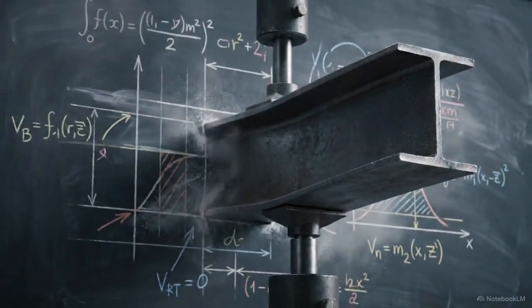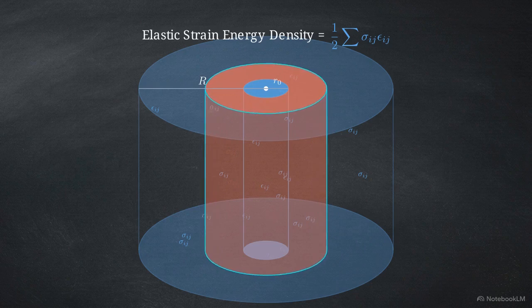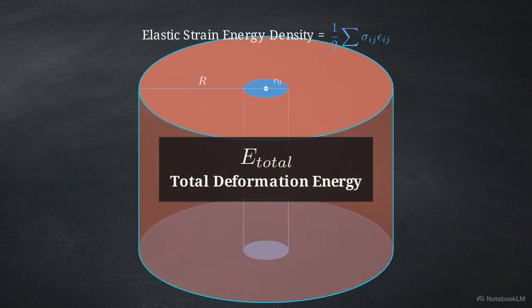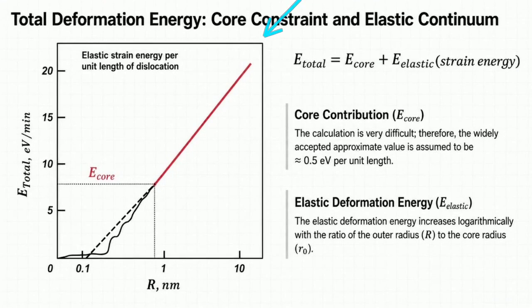With the stress fields mapped and our cylindrical boundaries set, we integrate the tensors to find the total deformation energy. This graph charts total energy as a sum. We add the confined core energy to the much larger elastic strain energy. Notice how the elastic energy scales logarithmically. It overwhelmingly dominates the total energy cost compared to the small fixed core value.